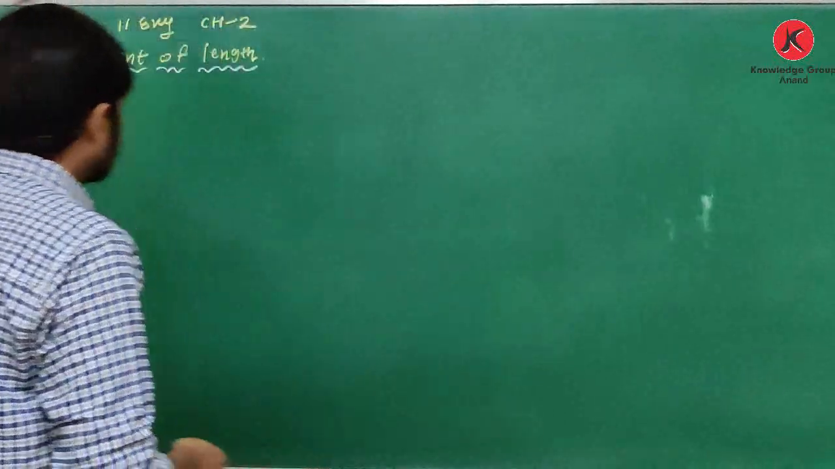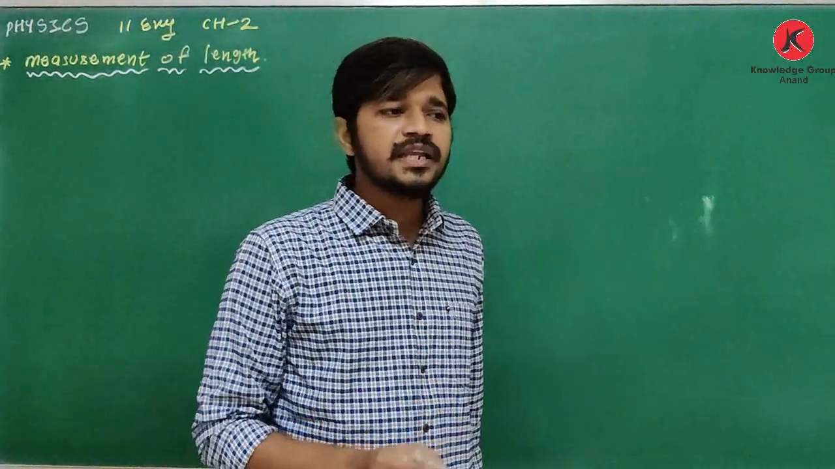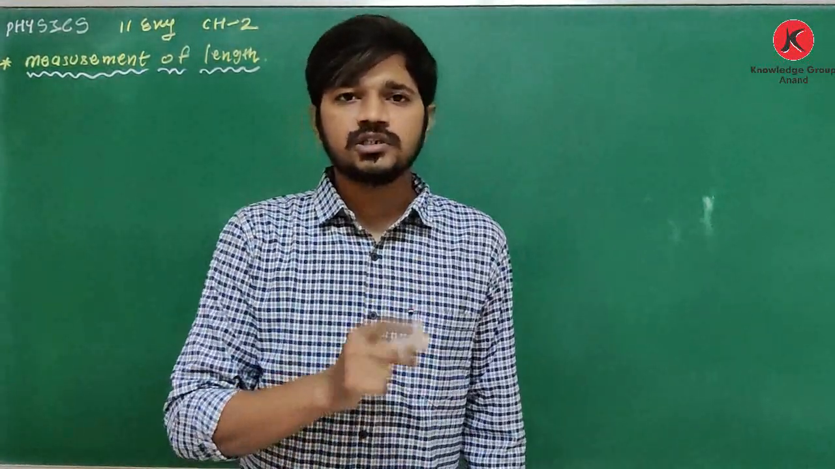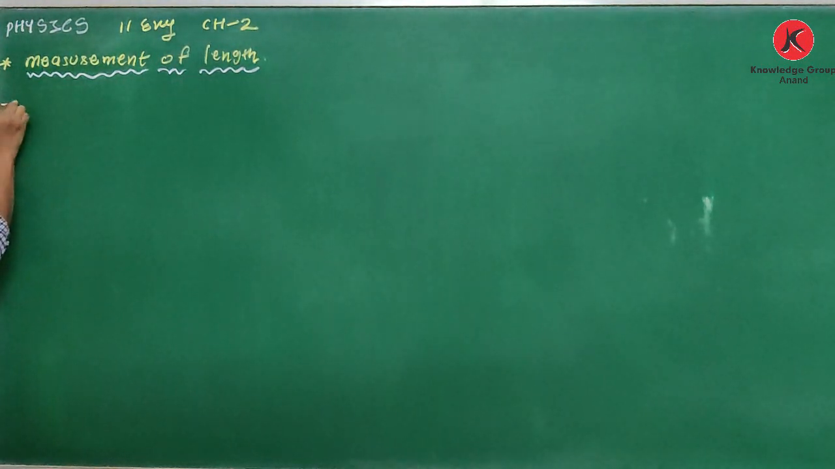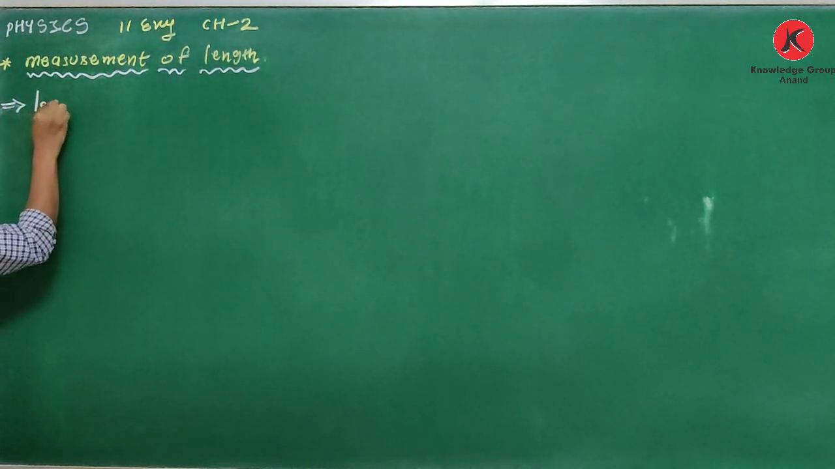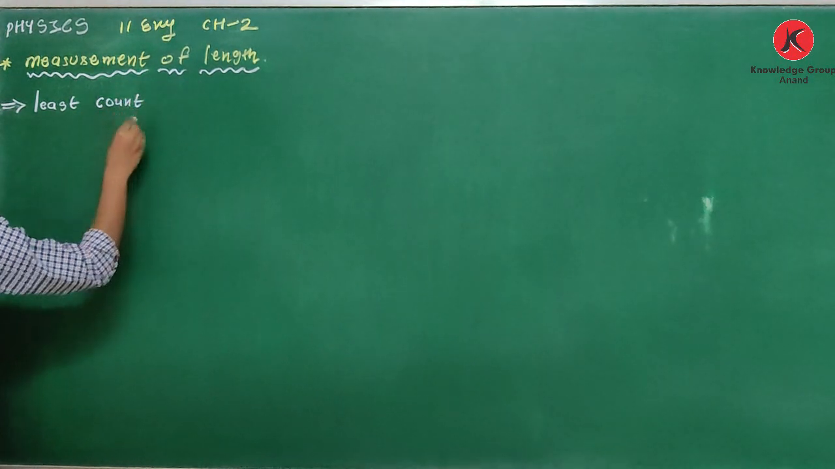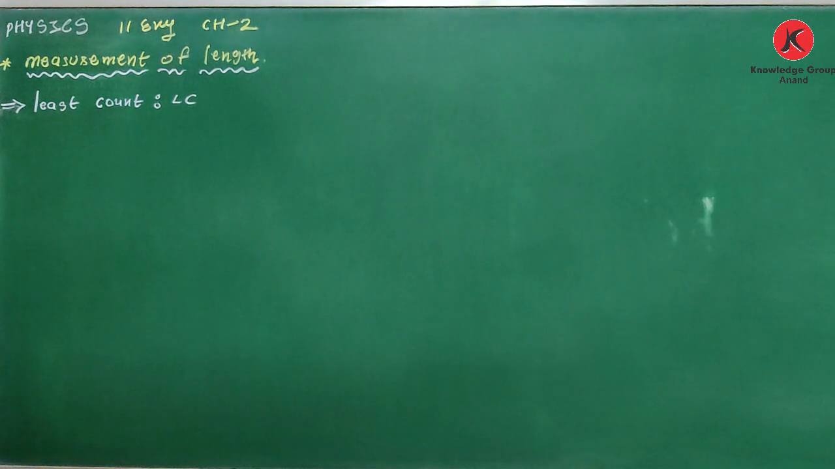Now, see, each and every instrument has some least count. What is the meaning of least count? Least count is also denoted by LC. What is least count?